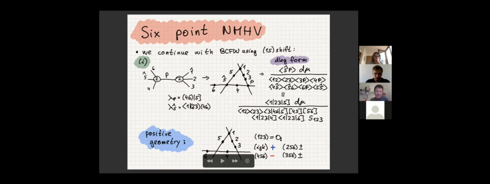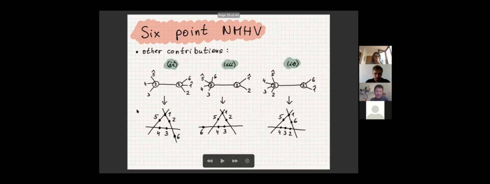Yeah, one of them is 0, the 1, 2, 3 is 0, the rest is positive. 4, 5, 6 is negative, and 2 of the minors don't have fixed sign. So that's the positive geometry here. And I will not bother you with details. We can do it for all other configurations.